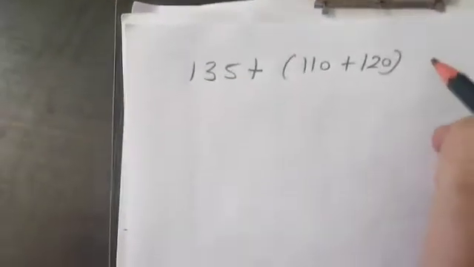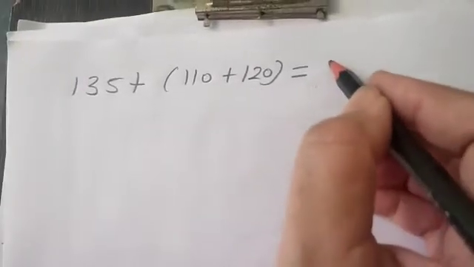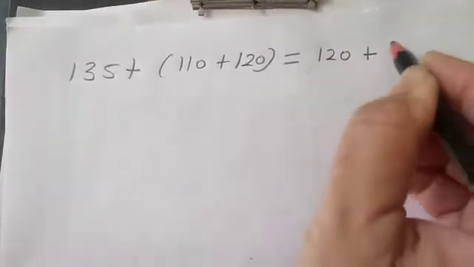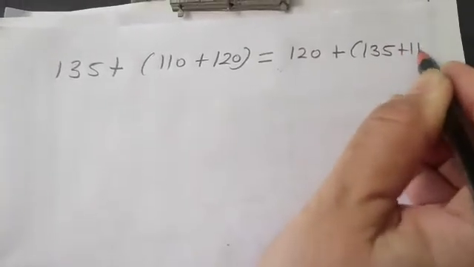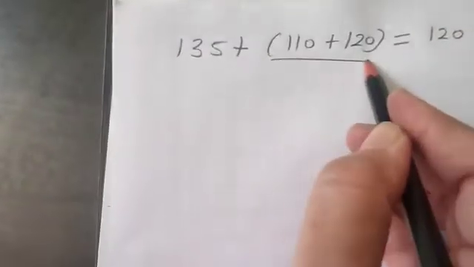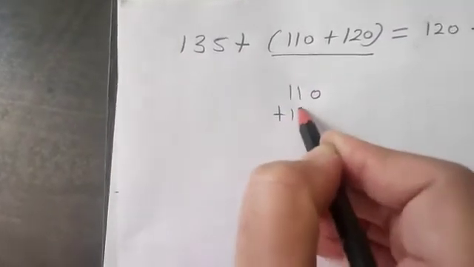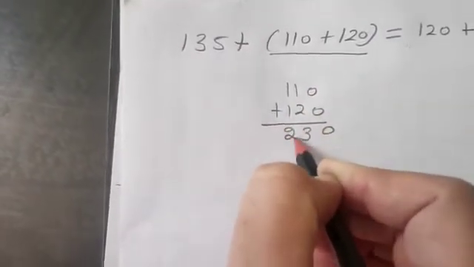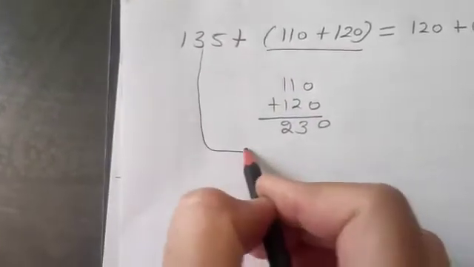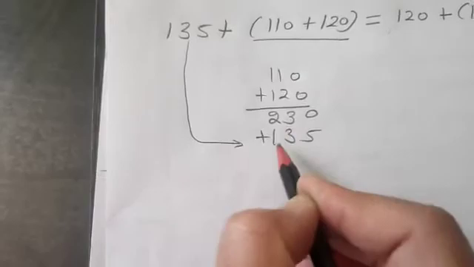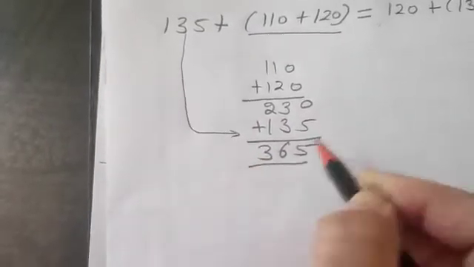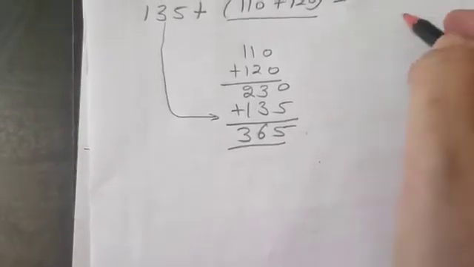this concept. Suppose the question is 135 plus 110 plus 120 is equal to 120 plus 135 plus 110. So what we will do, firstly we will add these ones. 110 plus 120, it will be 230. Now we will add this one, 135. Our sum is 365. Now we will check this one also.